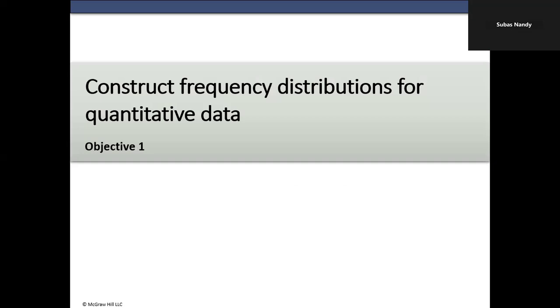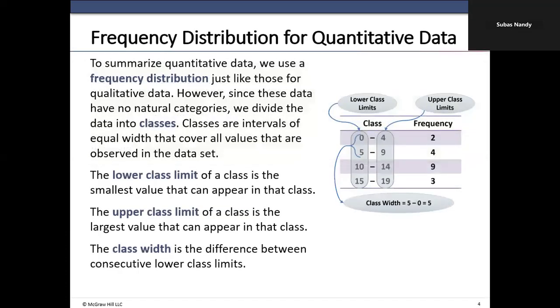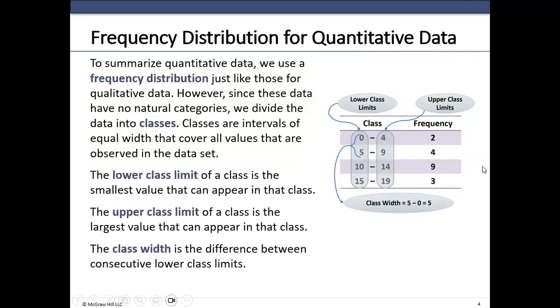Construct frequency distribution for quantitative data. Again, to remind you, quantitative data is something that we count or we measure. Most likely we are measuring. So here is the data. To summarize quantitative data, we use a frequency distribution just like those for qualitative data. However, since these data have no natural categories, we divide the data into classes. Classes are intervals of equal width that cover all values that are observed in the data set.